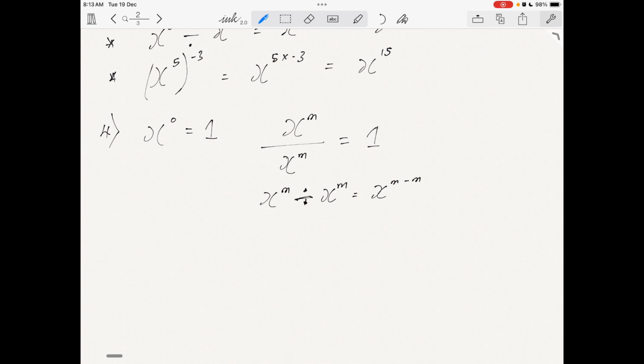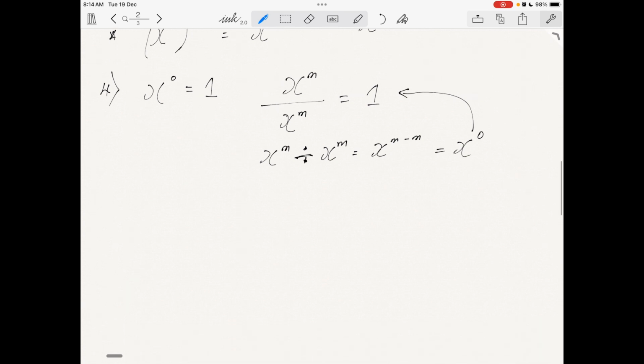So with that, you know that m minus m will give me 0, and x raised to the power 0 is 1. So that's the fourth rule. Moving on to the fifth rule, we have that x raised to the power minus m is equal to 1 over x raised to the power m. So here's the fifth rule.